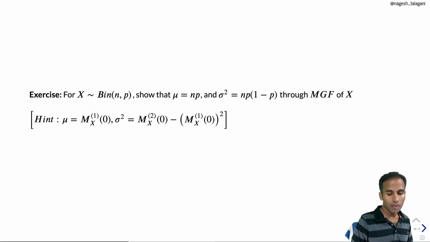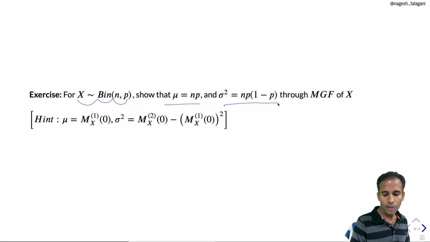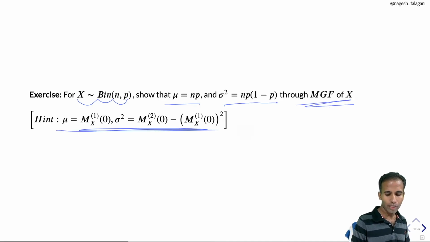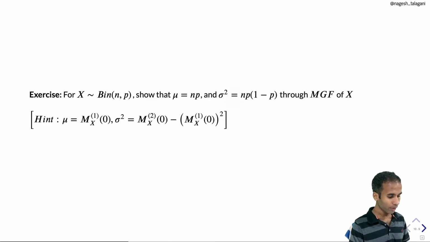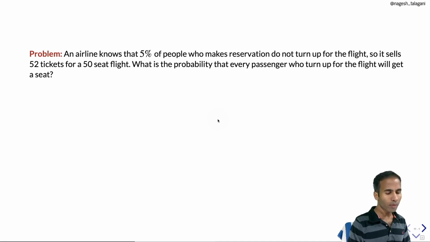Now, here is the exercise. If X follows binomial distribution with parameters n, p, show that mean equals np, variance equals np times (1 minus p) through MGF. This is a hint, okay? This is how you compute mean and variance through MGF. Fine? Next.